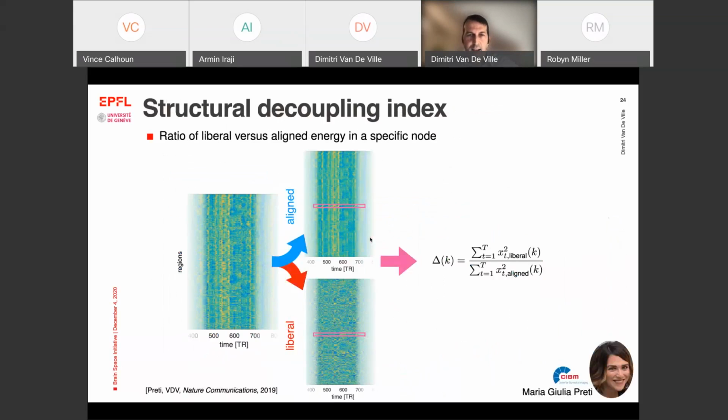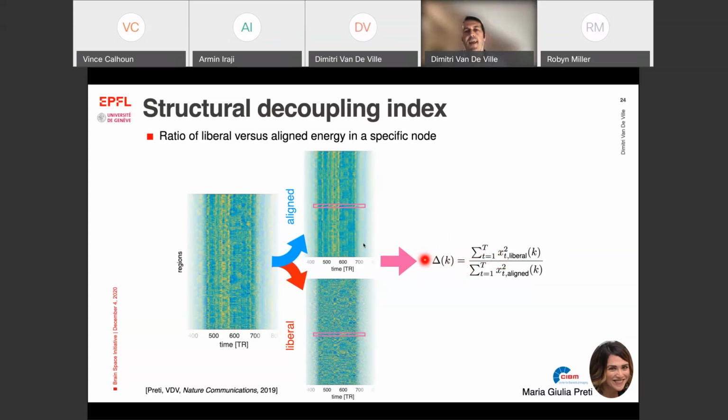And next, and this has been a great idea by Maria Giulia, we define the structural decoupling index, which is the ratio of the liberal versus the aligned energy in a specific node. So we have these two filtered data sets of our original fMRI, and now in each and every node, we're going to compute the ratio of the energy that we get in the liberal versus the aligned version of our filtered version of our fMRI. And that will define the structural decoupling index.